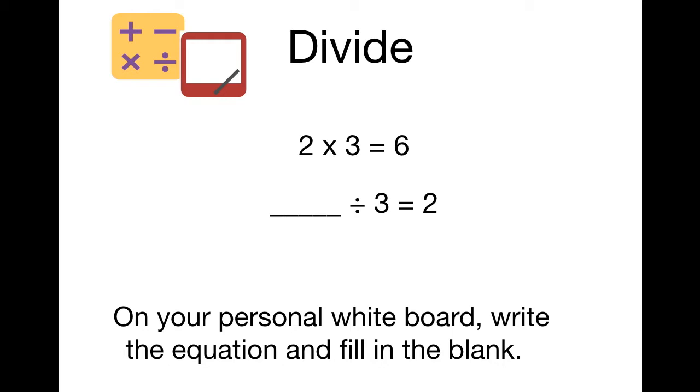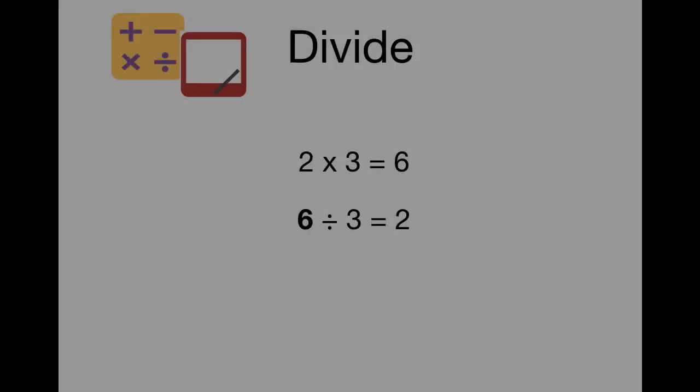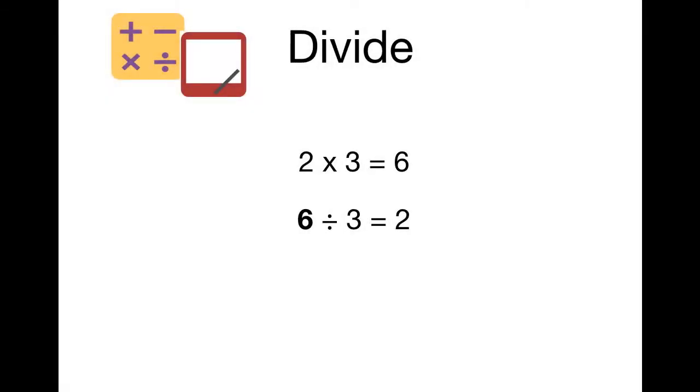So now on your personal whiteboard, can you write the equation and fill in the blank, this division equation? I'll pause it now so you can do that. Okay, so I'm going to show. You should have filled in that blank with a 6 in this fact family that we have, with 2, 3, and 6 as our factors. We put the greatest number at the beginning of our division equation. So 6 divided by 3 equals 2. We just turn things around.